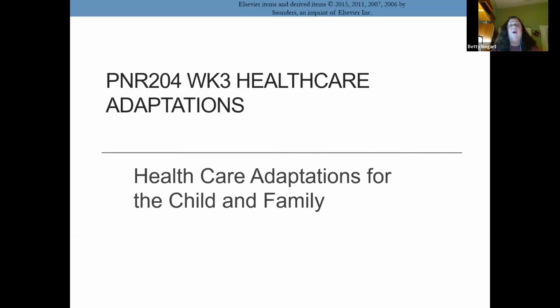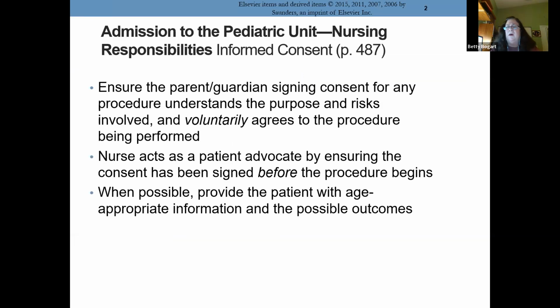So we're starting with week 3, the healthcare adaptations for child and family. There are different things we do for adults, for children, all different cognitive levels, and there are a little bit of things that you need to be looking forward, thinking about. So I'm going to go over quite a bit today regarding that.